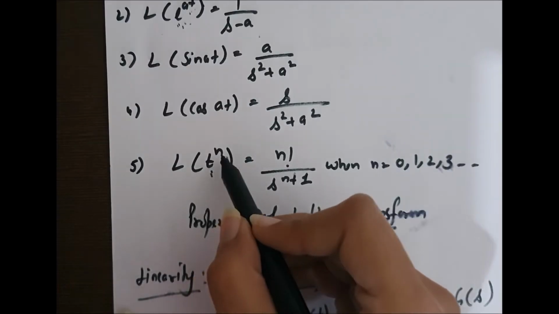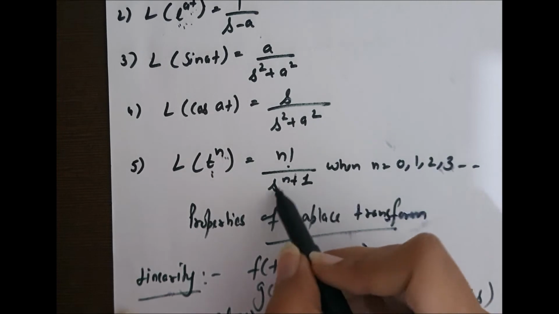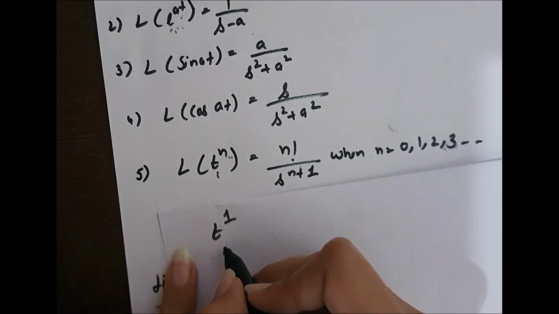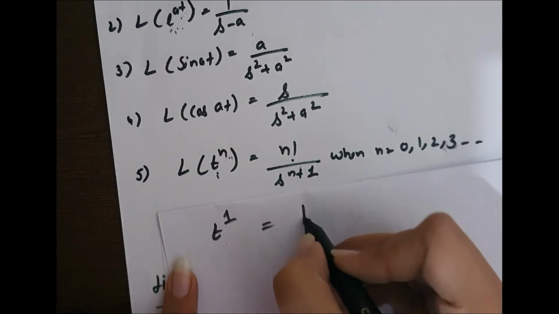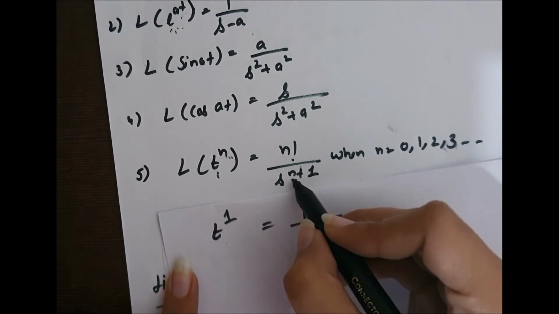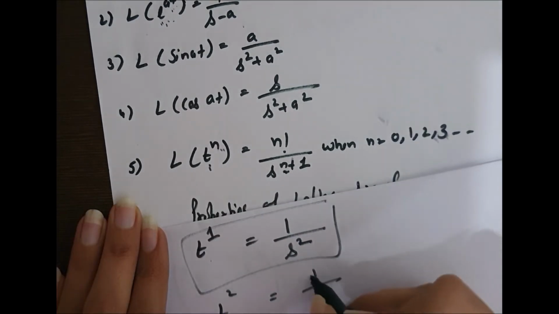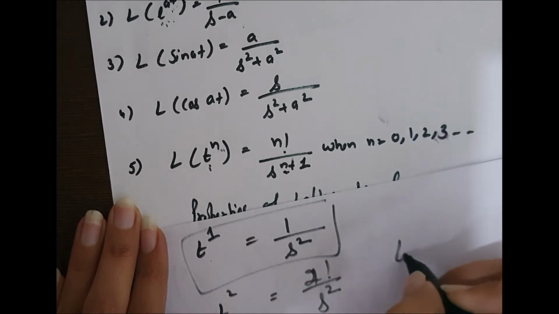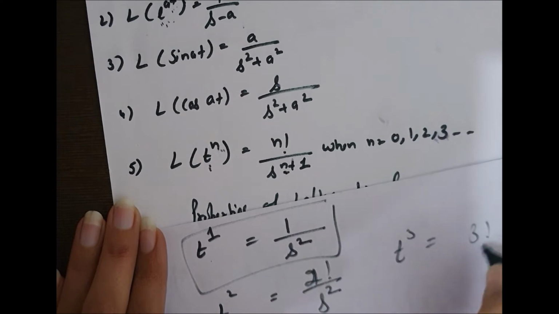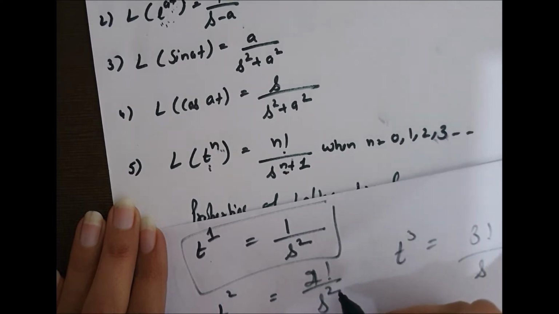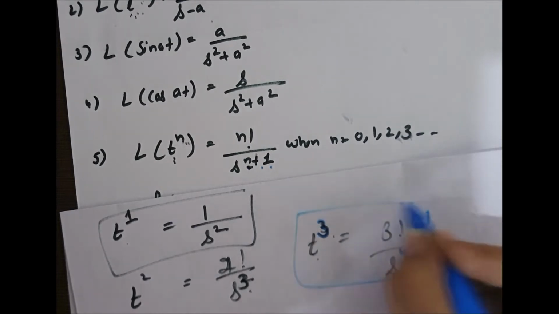That is, t raised to power n is equal to n factorial upon s to the n plus 1. If t raised to power 1, then we will get 1 upon s square. Here n is equal to 1; for n equal to 2 it will be 2 factorial upon s cube, and n equal to 3 will be 3 factorial upon s to the 4, and so on.